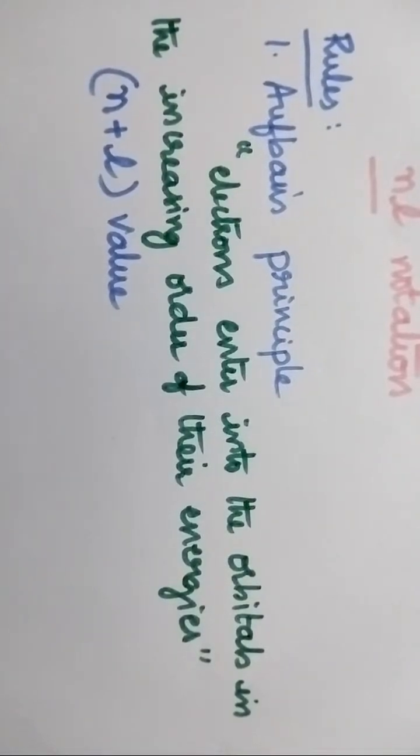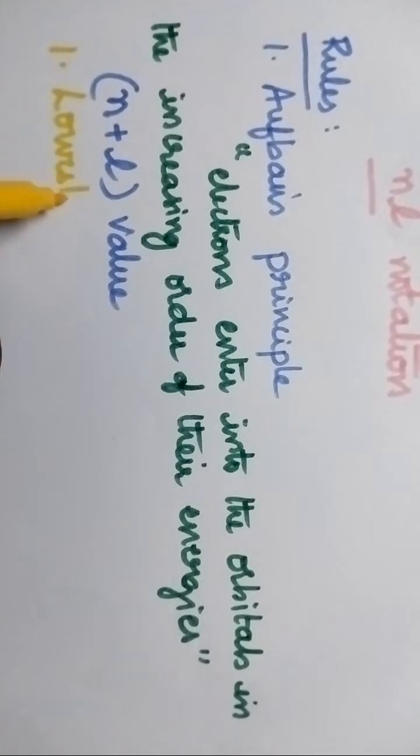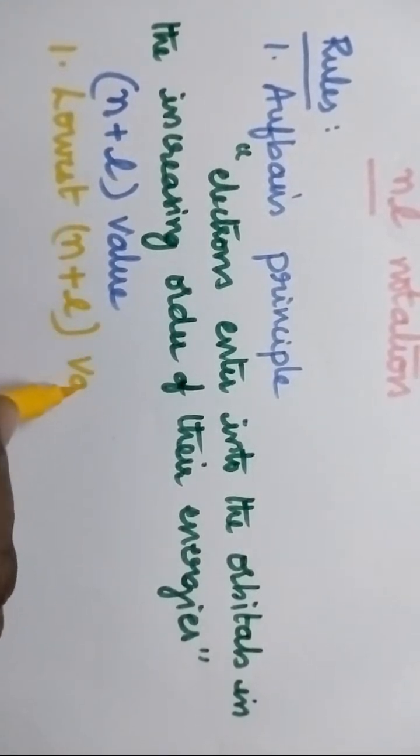So the orbital with lowest n plus l value should be filled first.